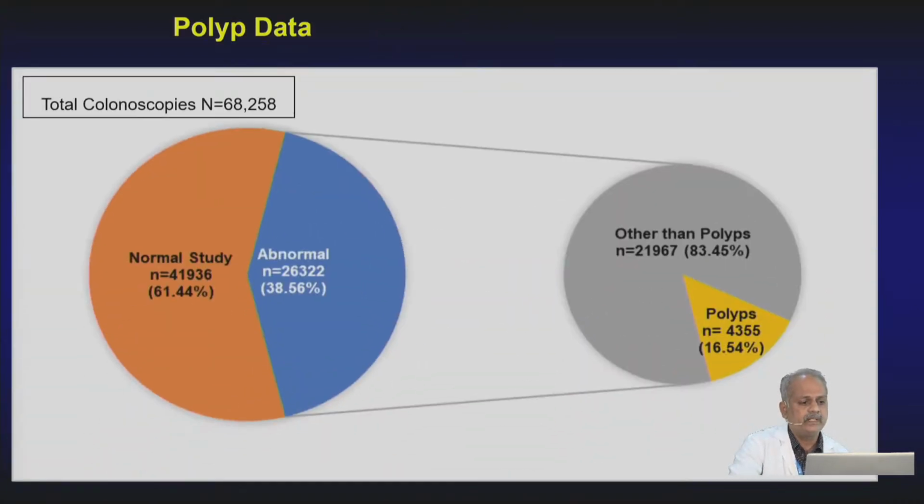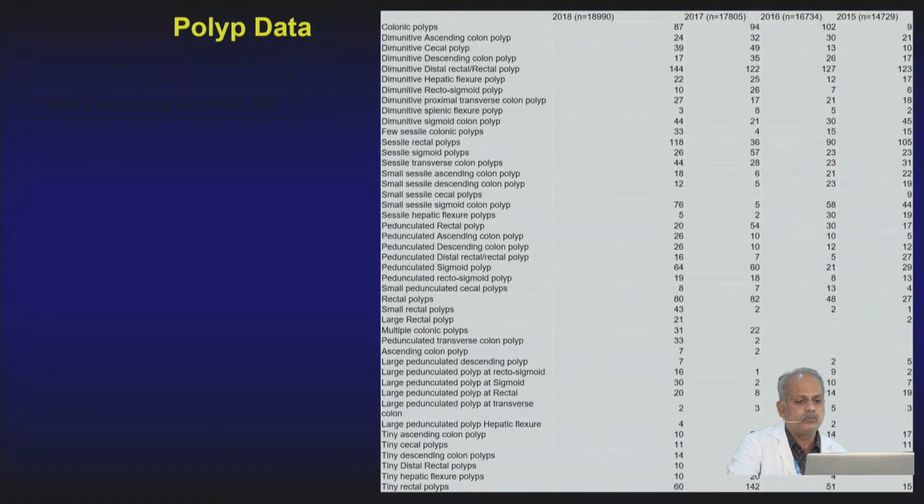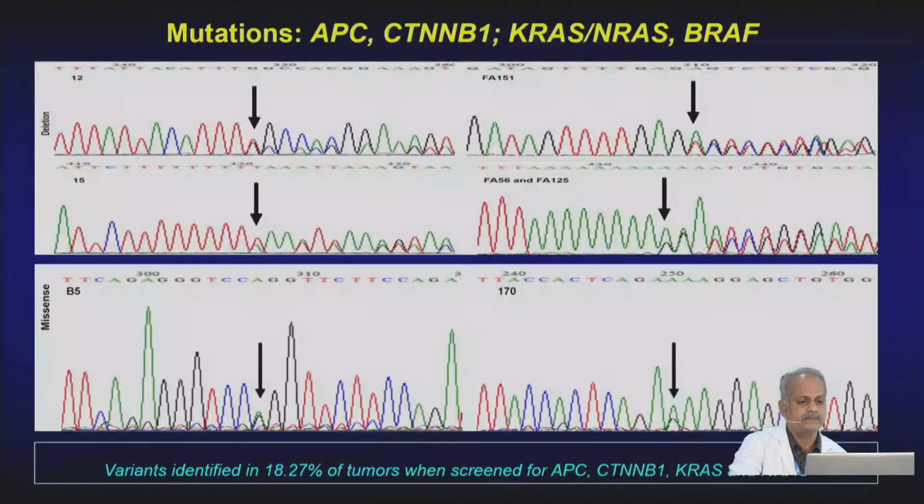If we look at the polyp data, a total of 68,258 colonoscopies were included to mine for the polyp data, of which around 38% had an abnormal finding on the colonoscopy. Of the 26,322 abnormal colonoscopies, a total of 4,355 polyps were identified, which puts it at 16.54%. Most of the polyps, colonic polyps and all the different types of polyps, were identified in the patients.